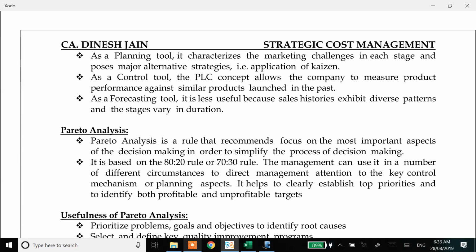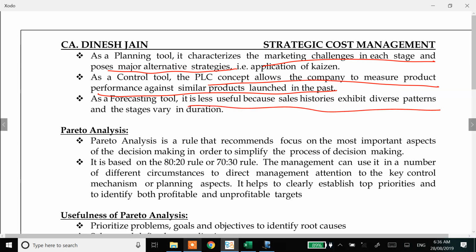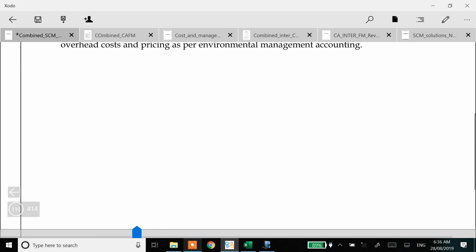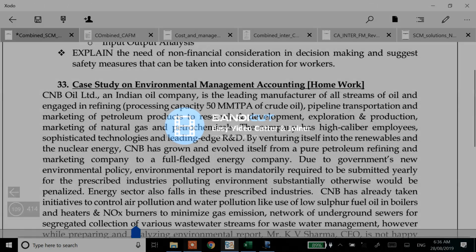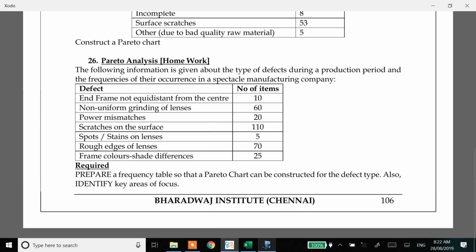Planning tool: it characterizes the marketing challenges in each stage and poses major alternative strategies. It allows the company to measure product performance against similar products launched in the past. Forecasting tool: it's less useful because sales histories exhibit diverse patterns and the stages vary in duration. Now let's get into problems or case studies in this.